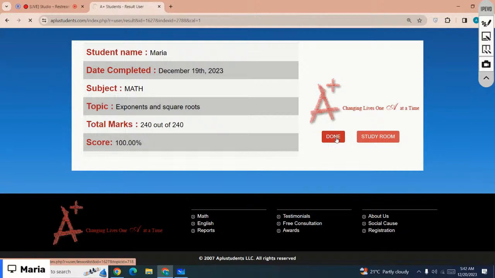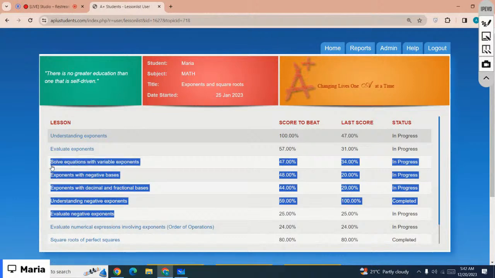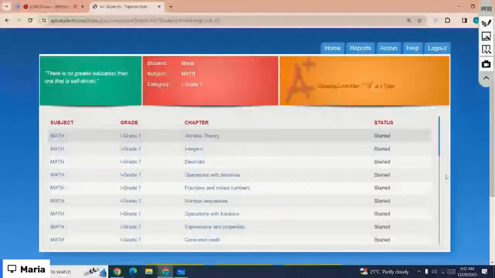So we were working on grade 7 math. The chapter we were working on is exponents and square roots, and the lessons we have covered today are solve equations with variable exponents, exponents with negative bases, exponents with decimals and fractional bases, and understanding negative exponents, right? So please make sure before the next session you complete all the practice questions for the lessons we did today. That is your homework until next session, right?